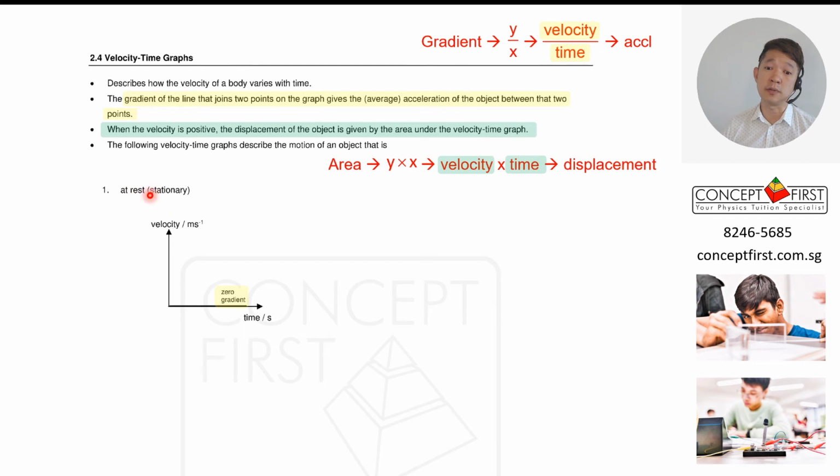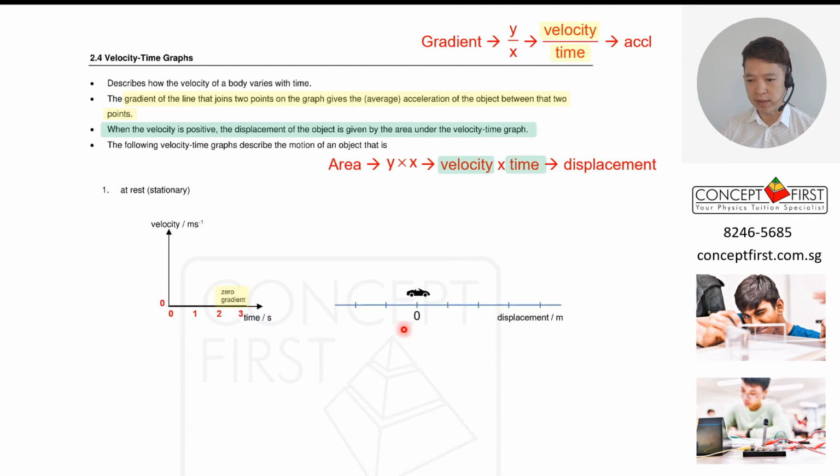Okay, let's look at this first graph. Object is stationary. So since it's stationary, the velocity is 0 throughout. You will see a 0 gradient line of value 0, meaning on the time axis itself, like this.